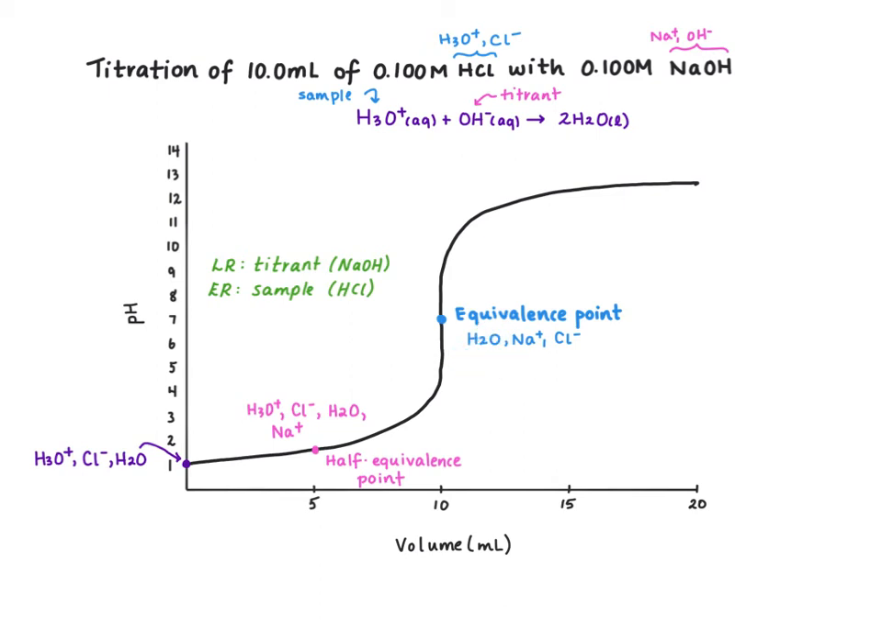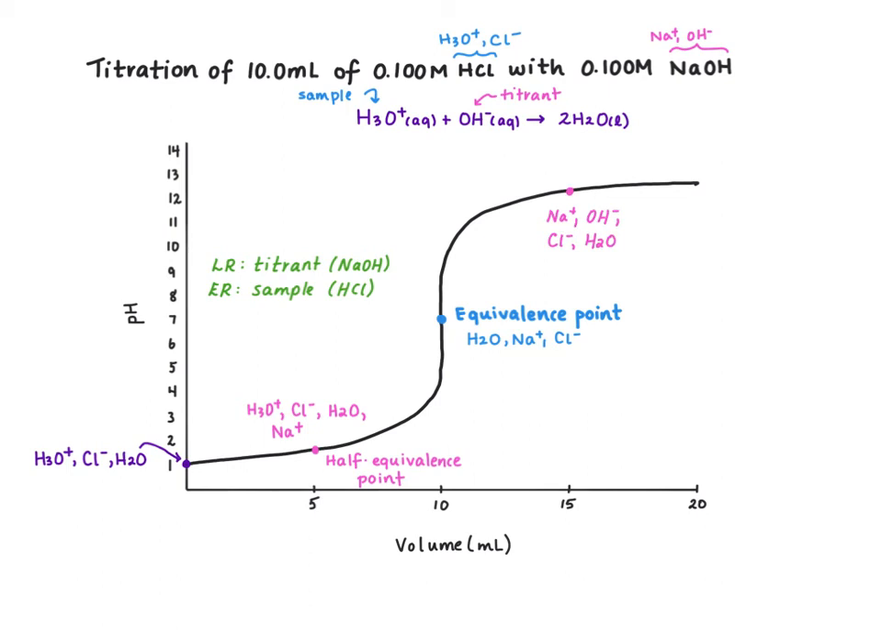After our equivalence point, we continue to add NaOH. And so after our equivalence point, if we go halfway past our equivalence point, now we'll have Na plus present from our sodium hydroxide. We'll have excess hydroxide because we no longer have any acid left to react this hydroxide we're adding. We'll have chloride from our HCl, and we will have water.